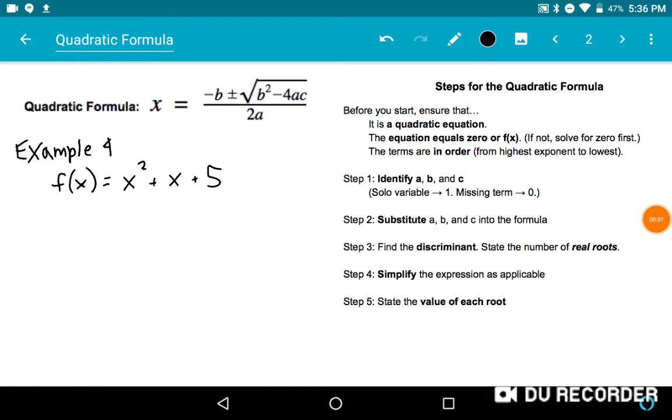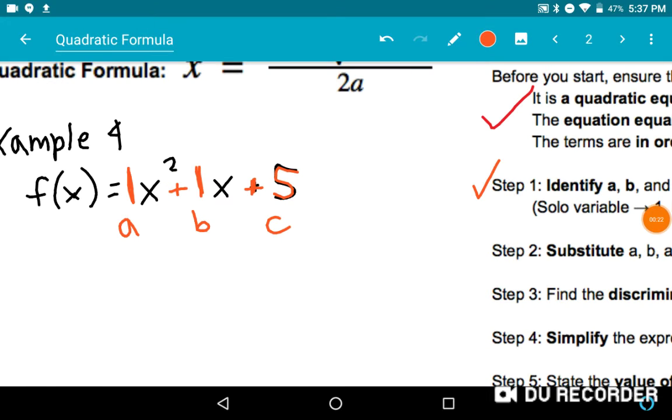Example 4 will show us what happens when we end up with imaginary roots. So again, I'm going to skip ahead until step 3. With the exception of step 1, I just want to make sure you know that if they don't write in a number in front of the x, that coefficient is in fact 1. So a is 1, b is positive 1, c is positive 5.